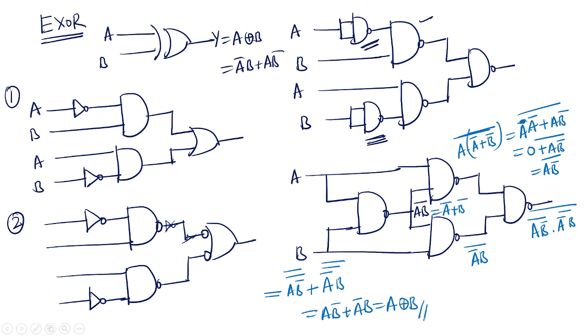XOR gate you got, no? How will you get the XNOR gate? This output is there, no? This output again you will give to one more NAND gate. Here you are getting (A XOR B) whole bar. This is equal to A XNOR B.